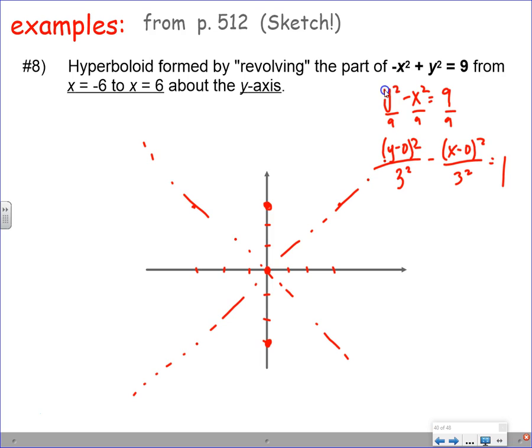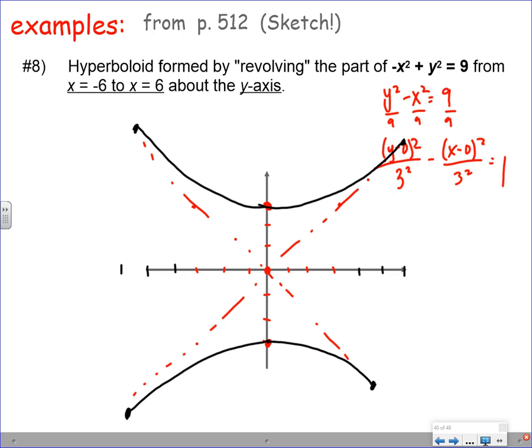Now wait a minute. How much of this hyperbola am I supposed to graph? The infinite thing with lots of arrows? No. Why did it tell me negative 6 is 6? That way I know when to stop. So I stop at 6. Sorry, negative 6. But I also have the branch down here, right? Stop at 6. Where am I supposed to be rotating?